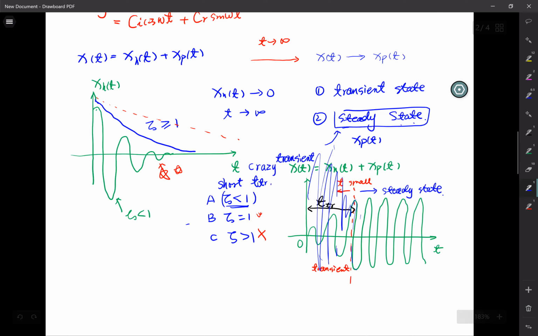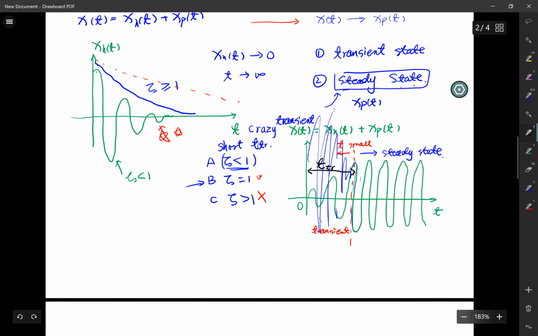Here, condition B gives you a reasonable transient state period, and you will never see overshoot. So your system will be reasonable. It won't be unpredictable in certain cases. Okay, so that's it.